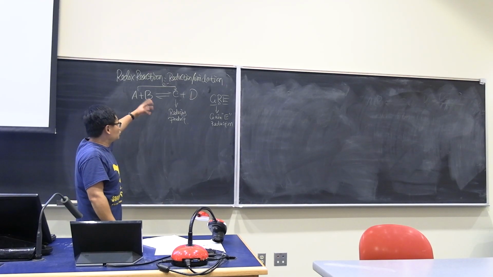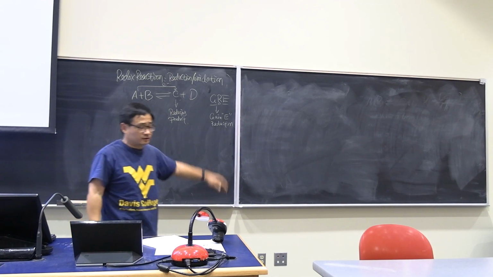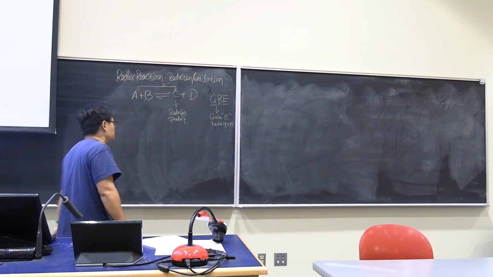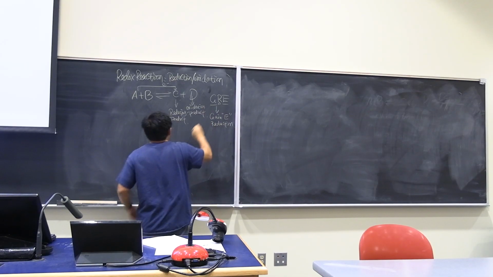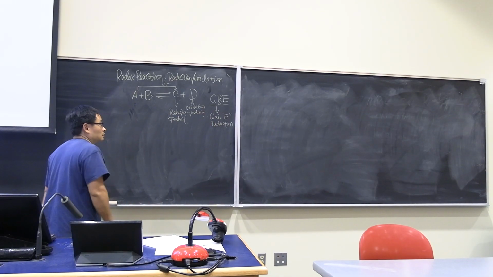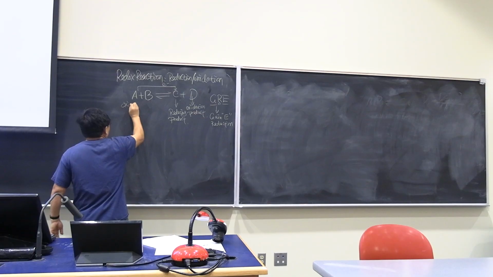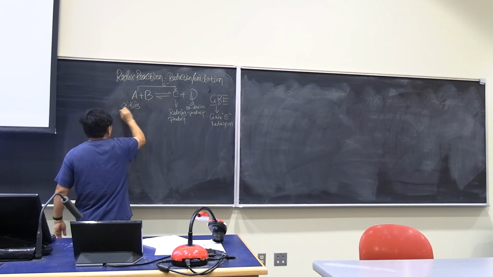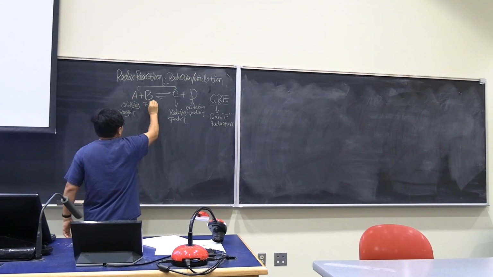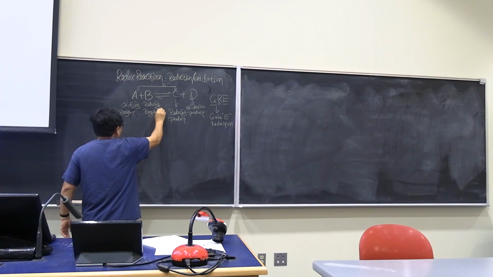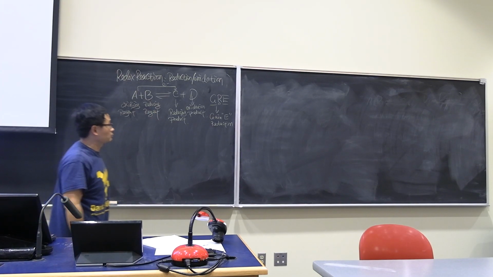Okay, the electron transfer has to be balanced. If you transfer to here, of course D loses something. So what is D called? Oxidation product. Then what is A called? That's called the oxidizing reagent. Then what is B called? Reducing reagent. That's a very basic chemical reaction.